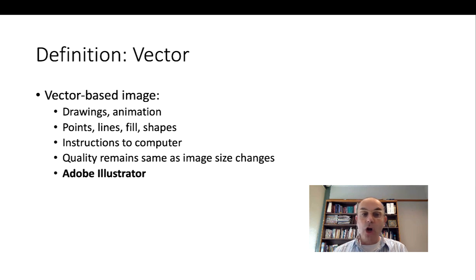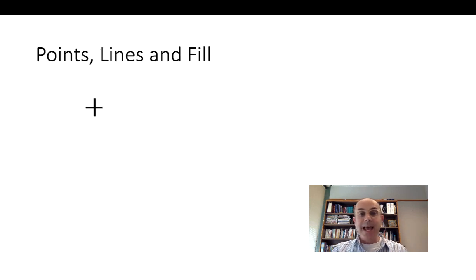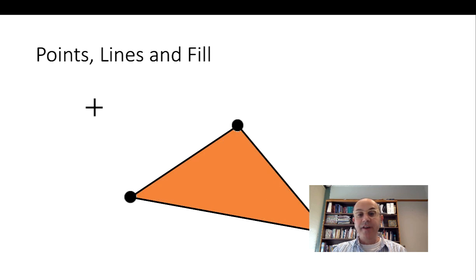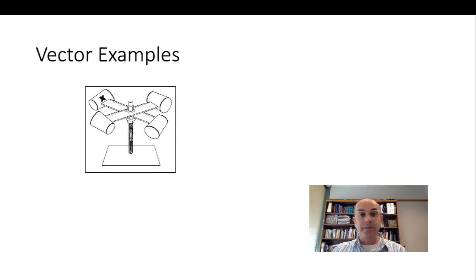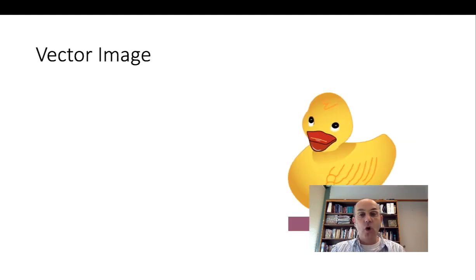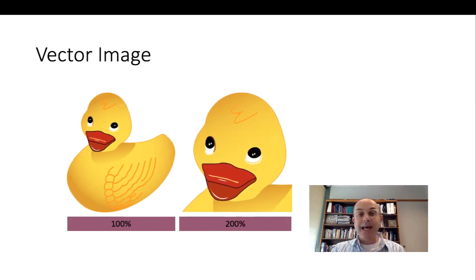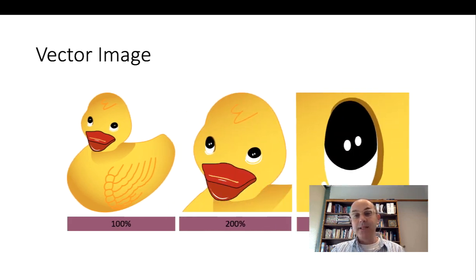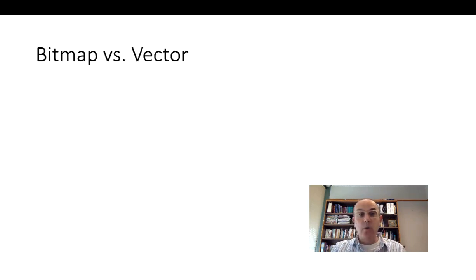So vector is a big plus on that. The most well-known software application that helps us create vector is Adobe Illustrator. So it's the idea of points, lines, and fills that we are able to fill up and see the difference. And again, we often see it in cartoons and in illustration and so on. So again, this is 100%, this is 200%, and this is 500%. Again, the issue is what are we looking for and how do we do that?